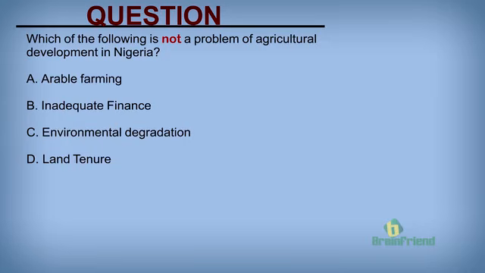The correct answer is A, arable farming. The other options are problems encountered in the agricultural sector of Nigeria.